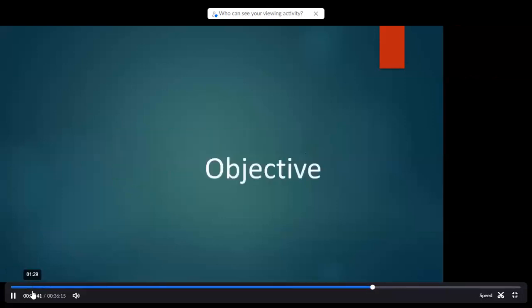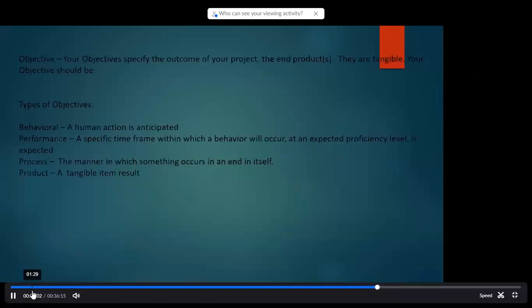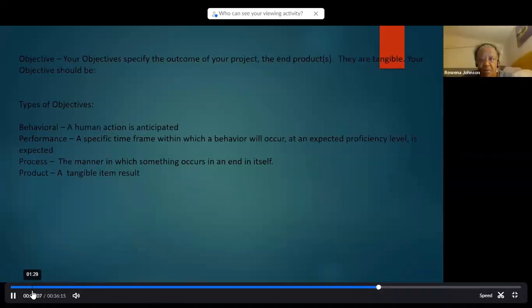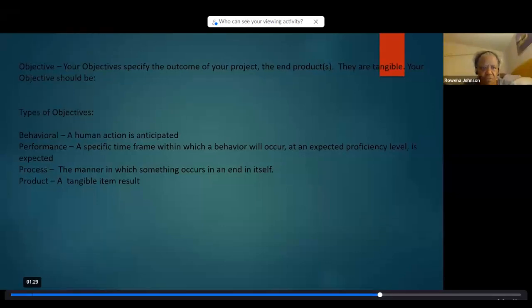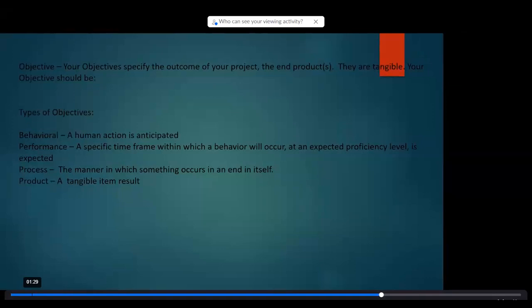Okay, so we've gone over what a vision is, what a mission is, what a goal is, and what a strategy is. Now, let's talk about what an objective is. Objectives specify the outcome of your project, the end products. They are tangible. Your objective should be specific. And make sure you talk about the different types of objectives.